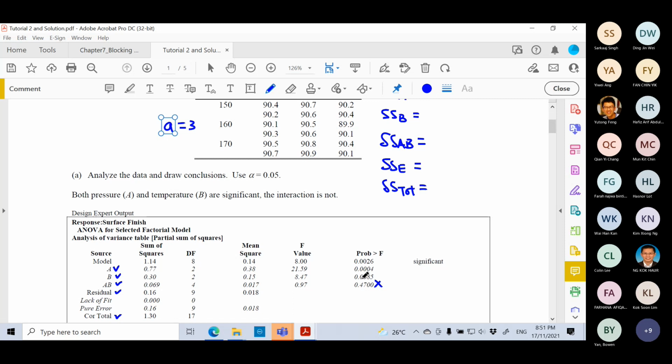Another thing is, if you do it manually, of course you cannot get your p-value. You not necessarily also need to get your p-value. If you have an f-value from the statistical table of the f-value, to find the critical value, then you can compare it. The statistical table, I will attach it together. Also you can do that.